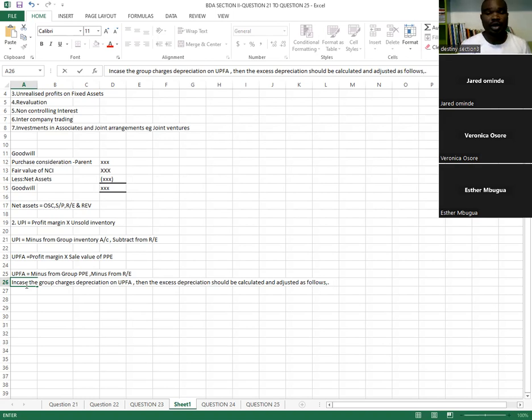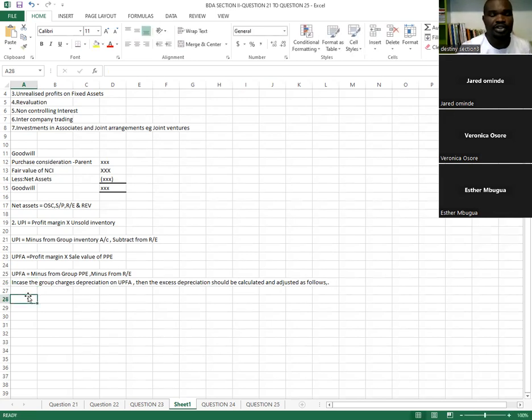You find these people, like in this question we're going to do, we have already seen these people sold an item of PPE at a profit. Then they were charging depreciation. You're not supposed to charge depreciation on profit. That is very wrong. So if you charge the depreciation on that profit, it means you're charging what we call excess or depreciation overcharge. So it means the value of the assets are understated and your profit is also understated.